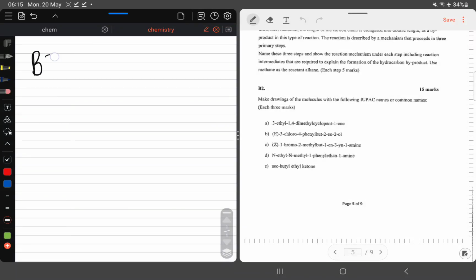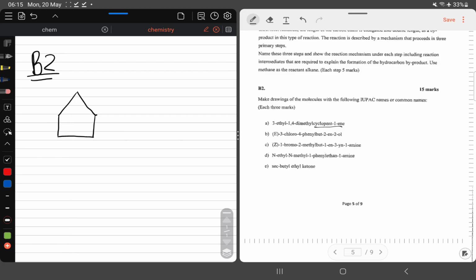Let's go through number B2. Let's see how we can do it. Okay, so here it says we have blah blah blah blah blah. But we start with this one. Cyclopentene. So okay, for 5, you do this 1, 2, then 3, 4, then 5.